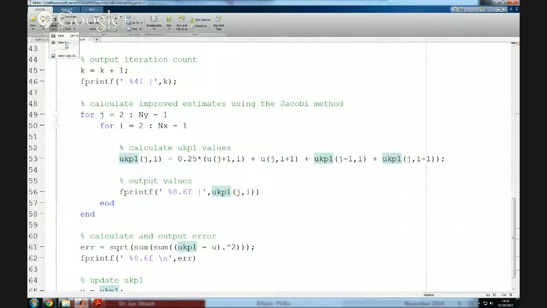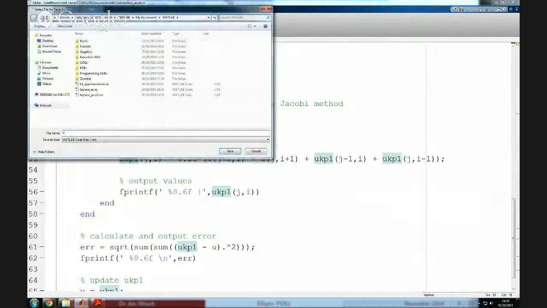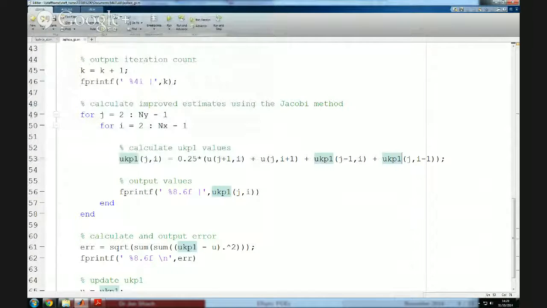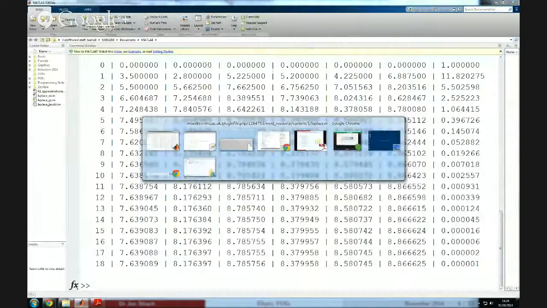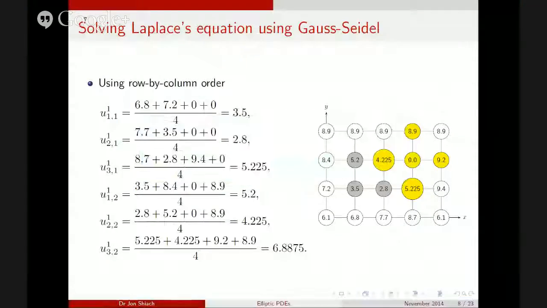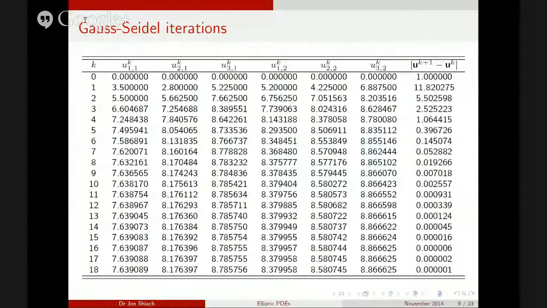Just always make sure you save different versions of your code. I'm going to save that as Laplace.gs, the Gauss-Seidel. Okay, so that's the Gauss-Seidel method. So if you're wondering where that table came from, if I go back to the slides, that came from that code. Okay, so very, very simple.